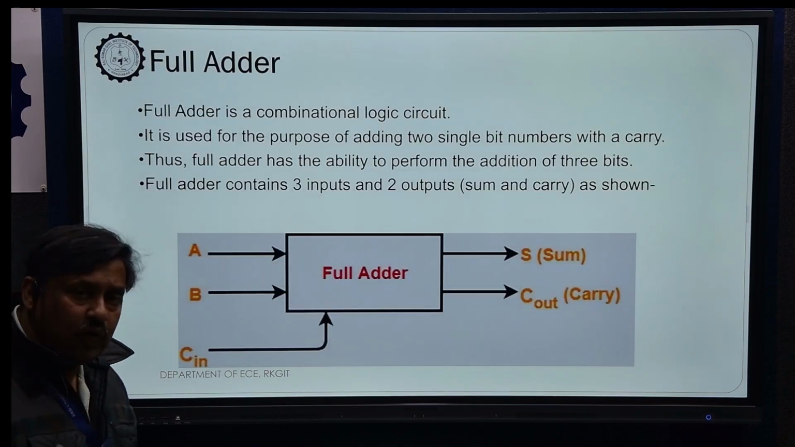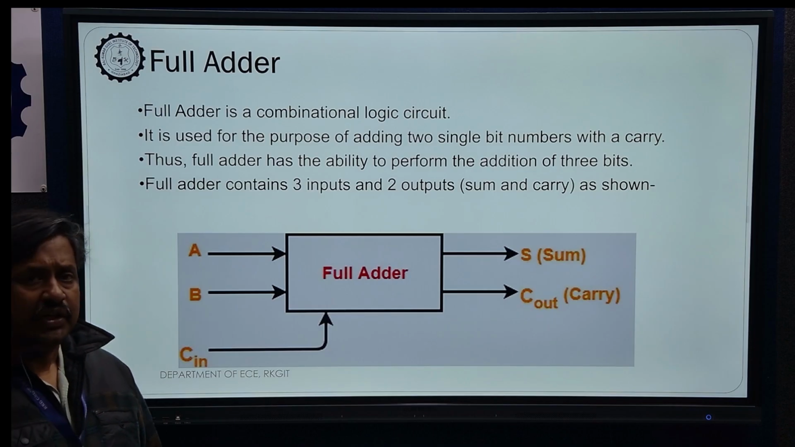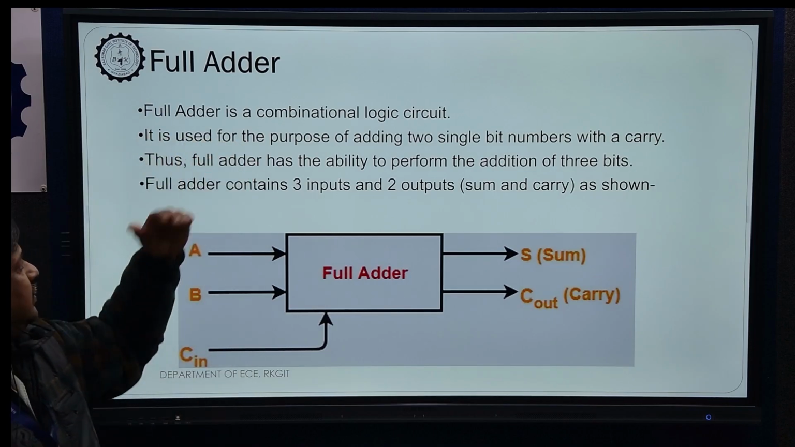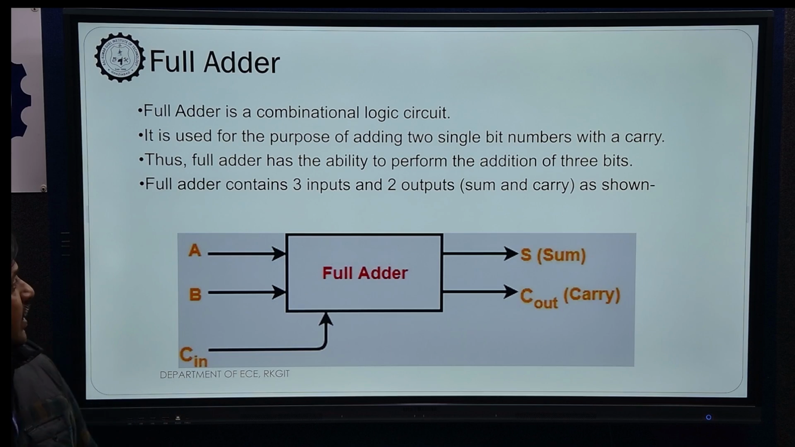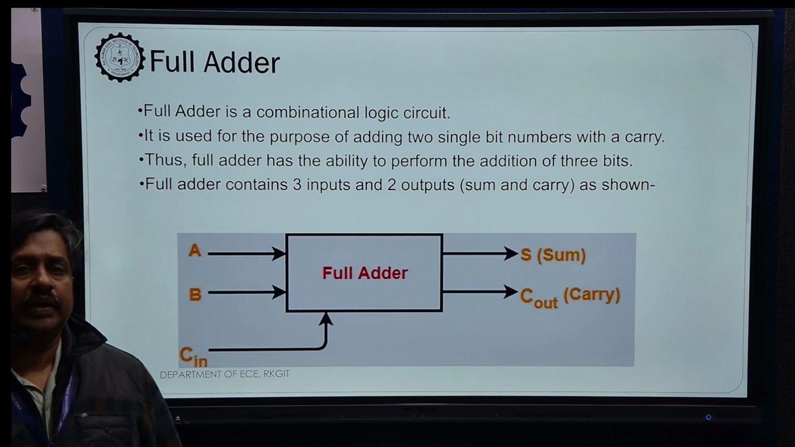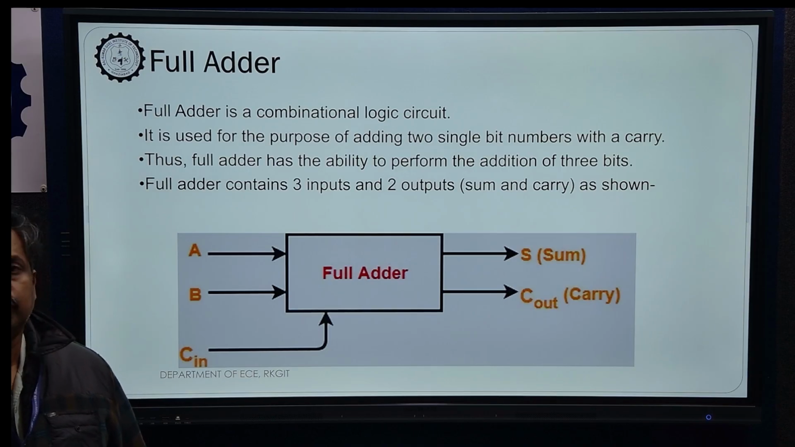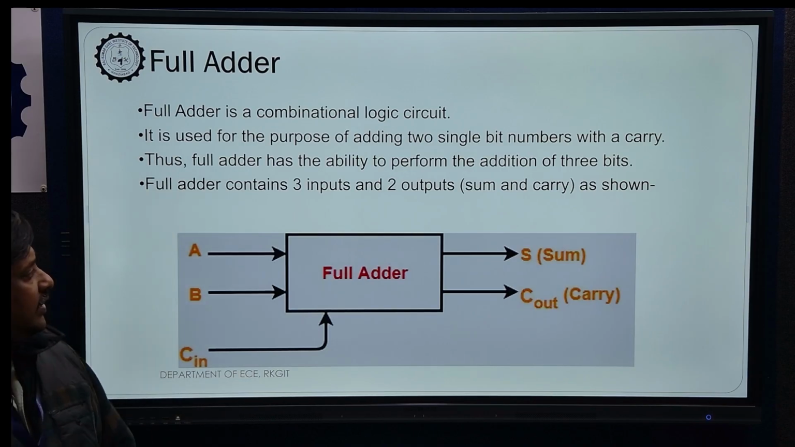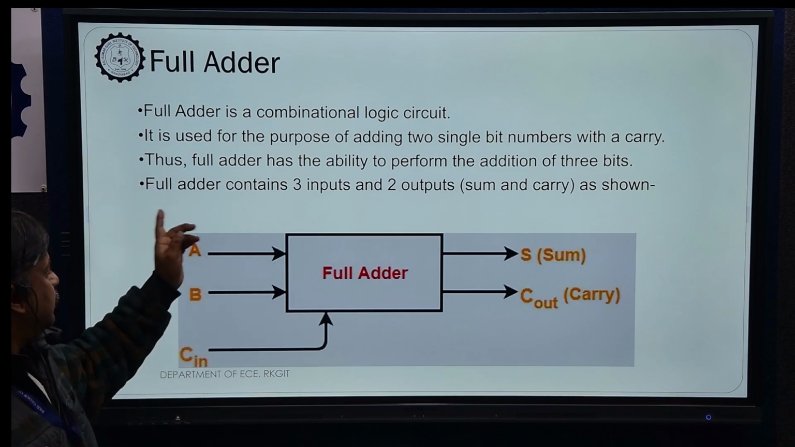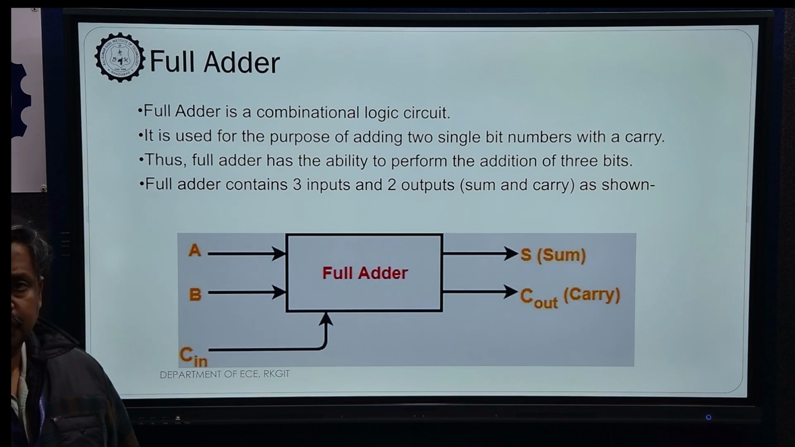Now comes the full adder. This is the next version of the basic adders. As already mentioned, a full adder is also a combinational circuit, and it is used for adding two single-bit numbers with a carry. One advantage is that we have three inputs. In the half adder we had two inputs A and B, but in the full adder we have two inputs plus a carry. Thus the full adder has the ability to perform addition of 3 bits. So a full adder contains 3 inputs and 2 outputs. The outputs are sum and carry.